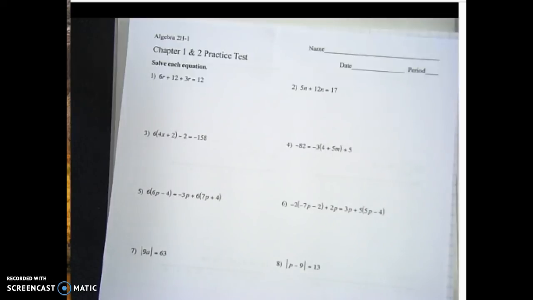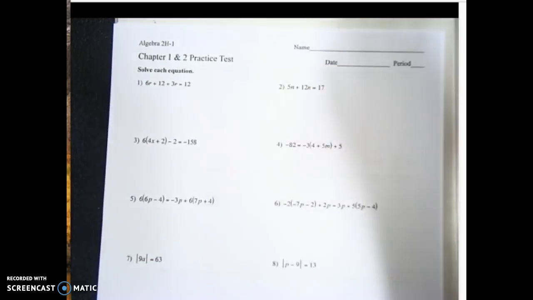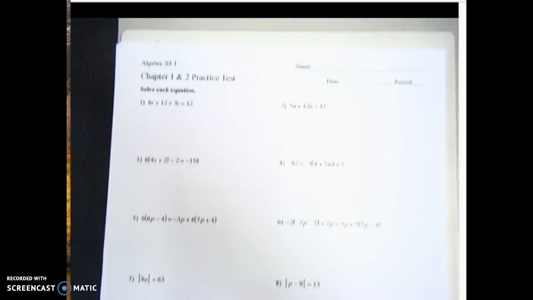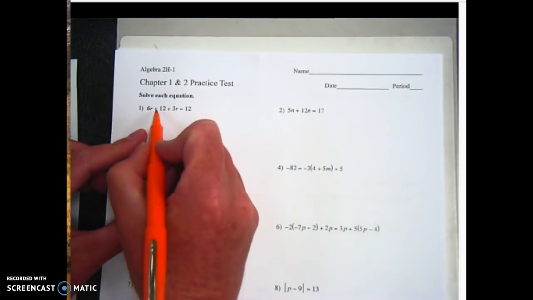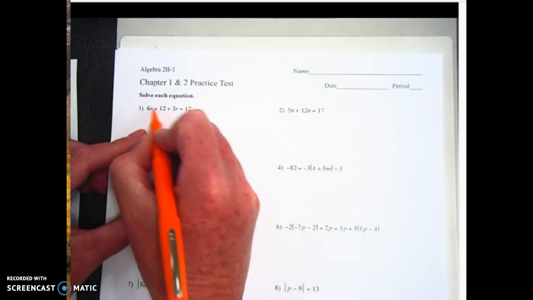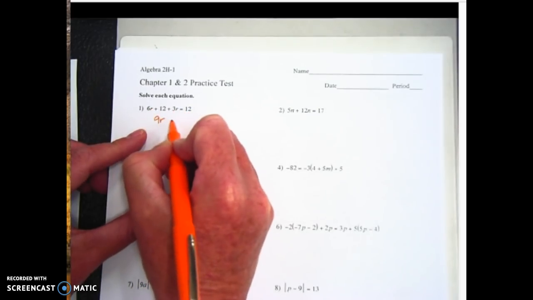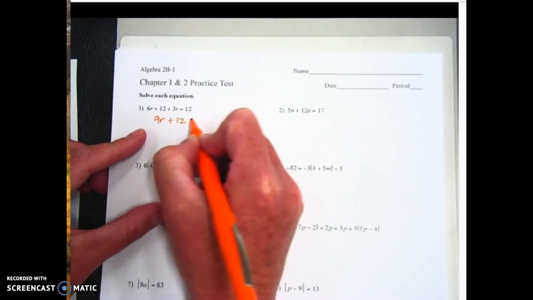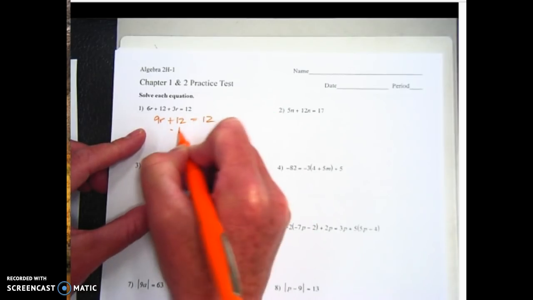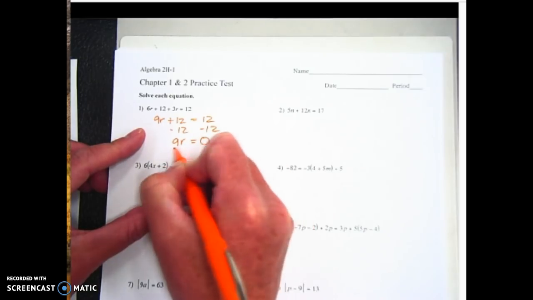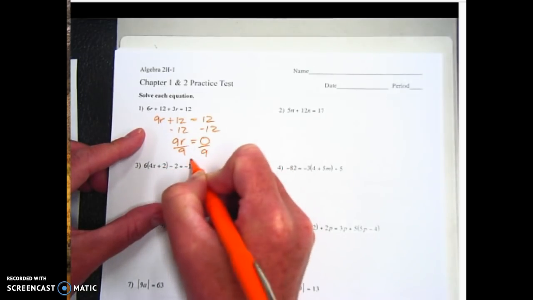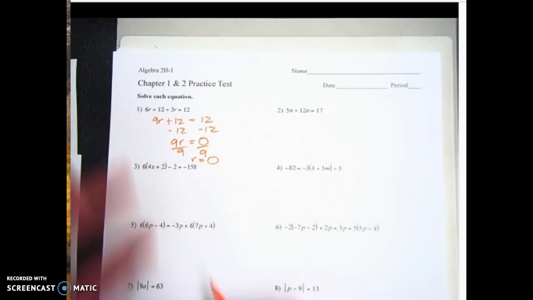This is the answer key for the Chapter 1 and 2 practice test, starting with question number 1. So you want to combine the like terms on the left side of the equal sign. So 6r and 3r is 9r. And then bring down the 12. Subtract 12 from both sides. You have 9r equals 0. So when you divide both sides by 9, you still get 0.